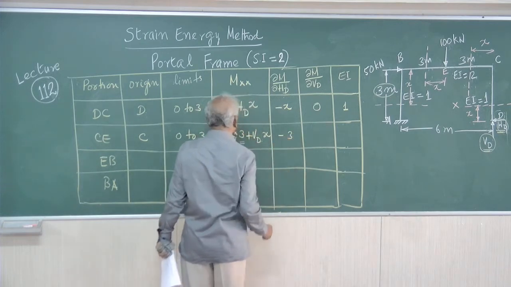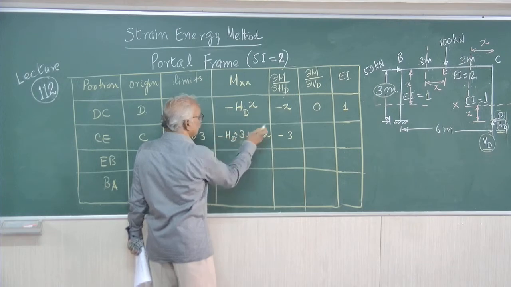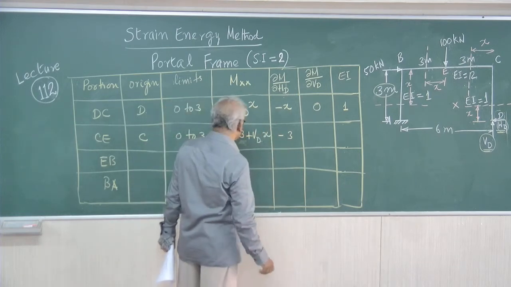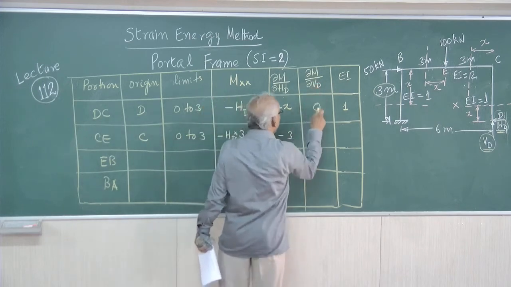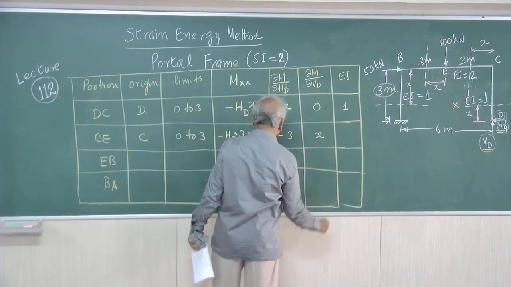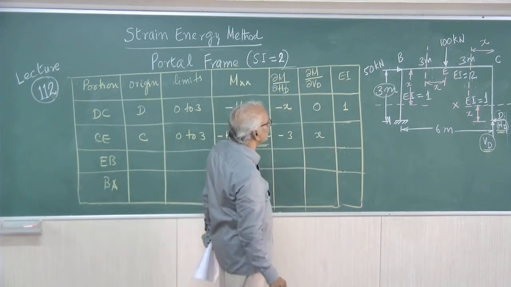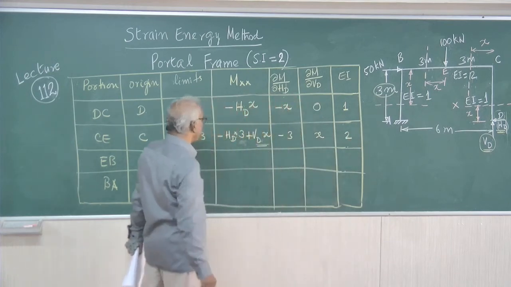Now, dou M by dou HD equal to minus 3, because this only contains HD. Now, this contains VD also, therefore dou M by dou VD equal to x, and EI for the portion CE equal to 2.